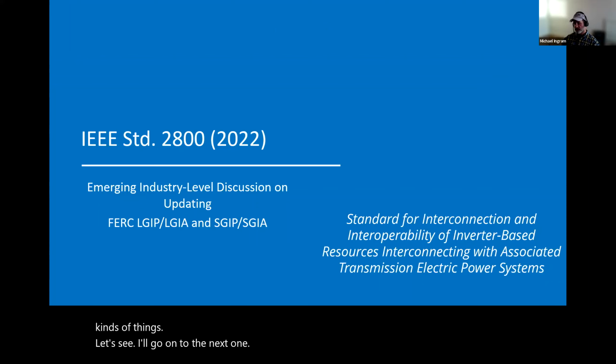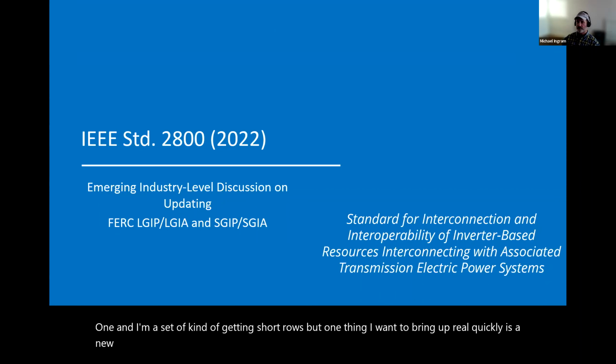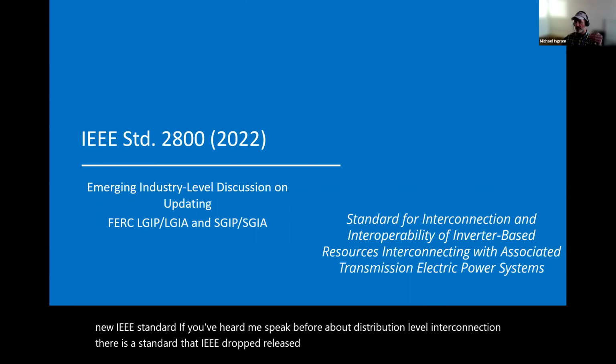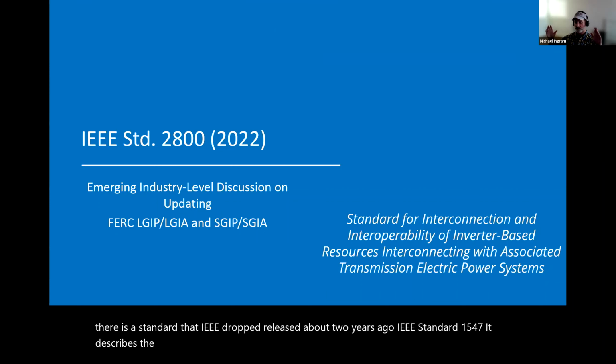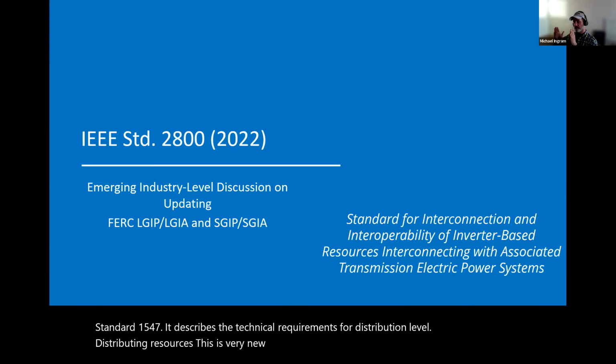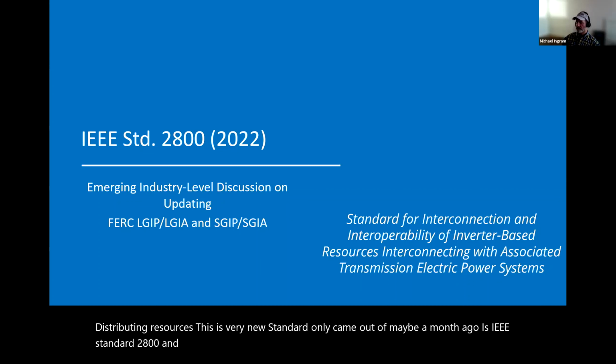I'm kind of getting short on time, but one thing I want to bring up real quickly is a new IEEE standard. If you've heard me speak before about distribution level interconnection, there is a standard that IEEE released about 2 years ago, IEEE standard 1547. It describes the technical requirements for distribution level distributed energy resources. This very new standard, which only came out maybe a month ago, is IEEE standard 2800, and it's the standard for interconnecting inverter-based resources at the transmission level.